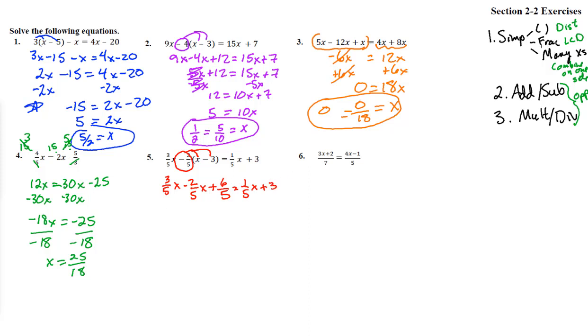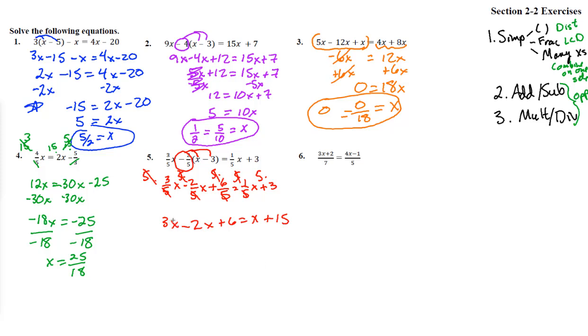Okay. Do we have fractions? Yes. Let's multiply through by the least common denominator, which looks like a 5. So times everything by 5. That will cancel most everything. We're left with 3x, 5 and a 5, minus 2x, 5 and a 5, that's plus 6 equals 5 and a 5, that's x plus 15.